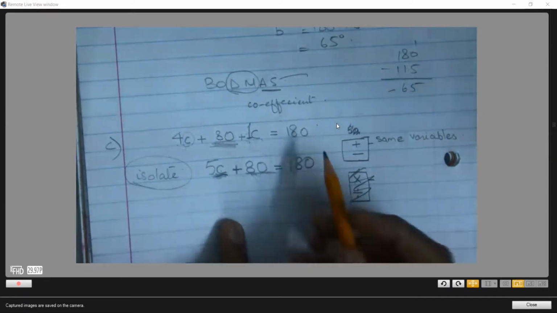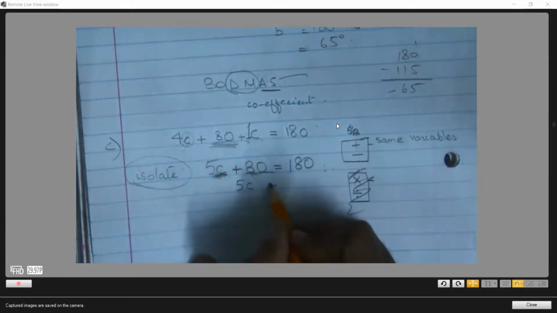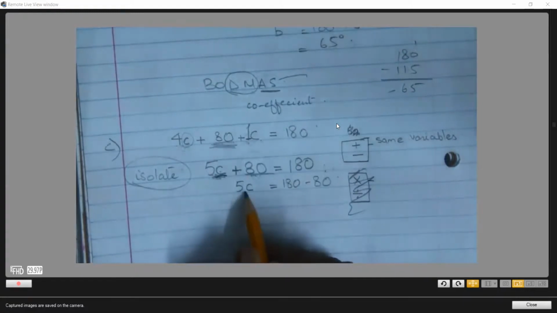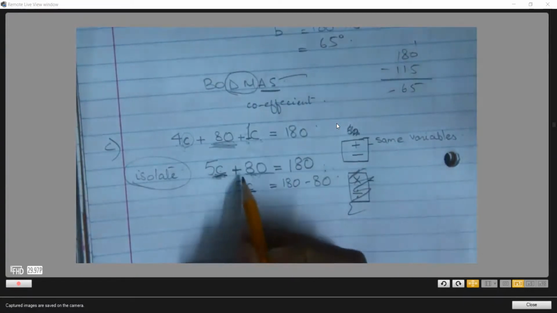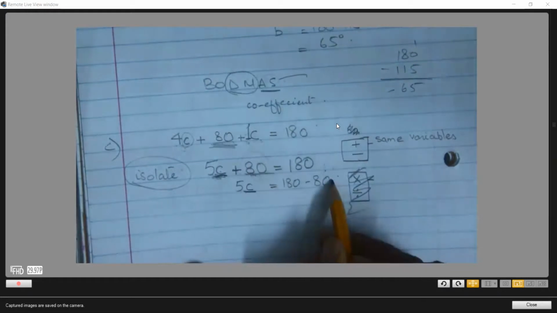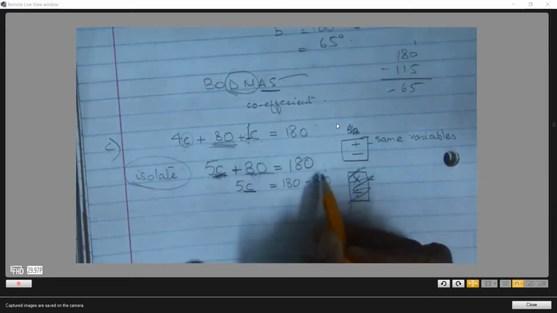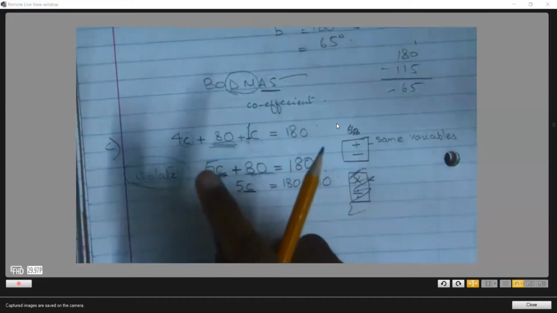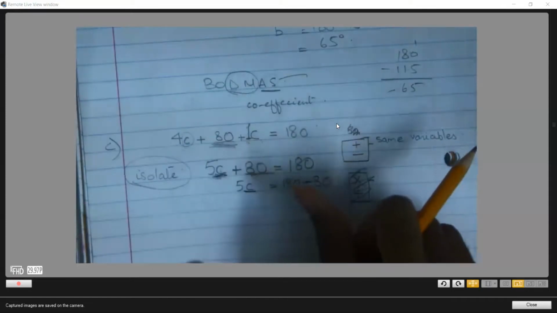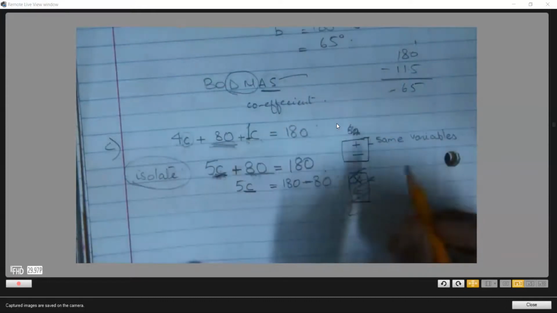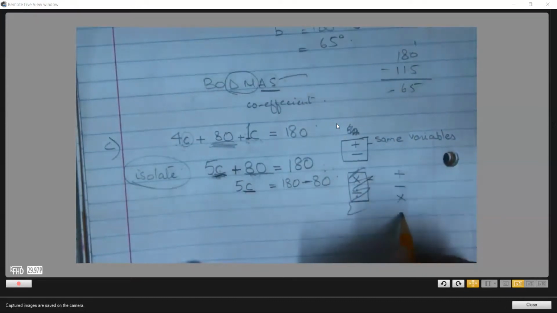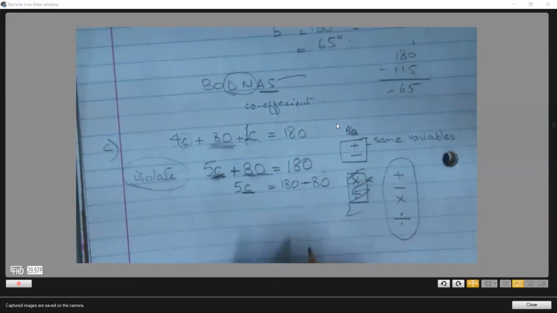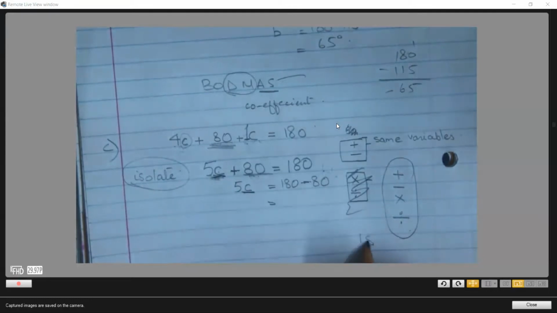5C is equal to 180 minus 80. Okay, so I'm trying to isolate this. First I will get rid of this. How? I will move it to the other side of the equation. It was getting added, so it will get subtracted. I have to reverse the operation. What is an operation? These are all operations: addition, subtraction, multiplication, division. So 180 minus 80 is what?